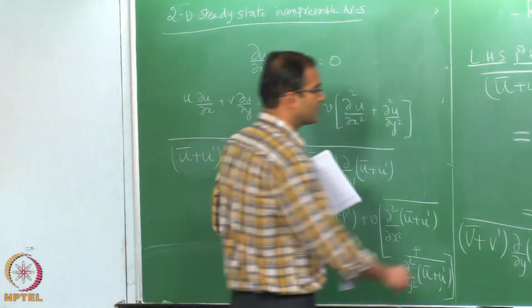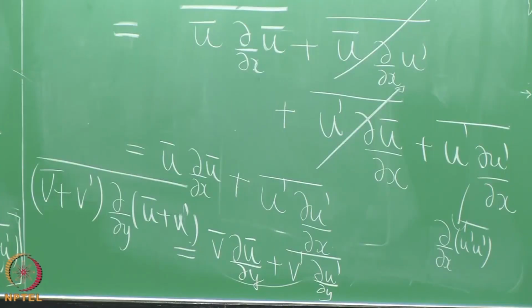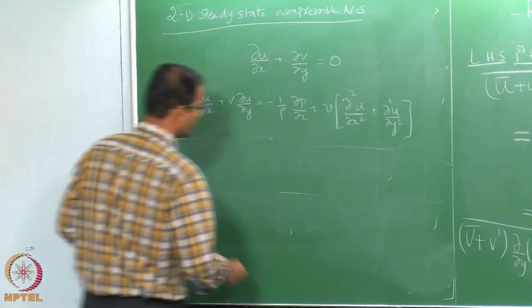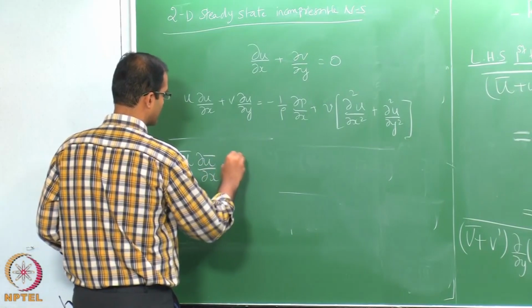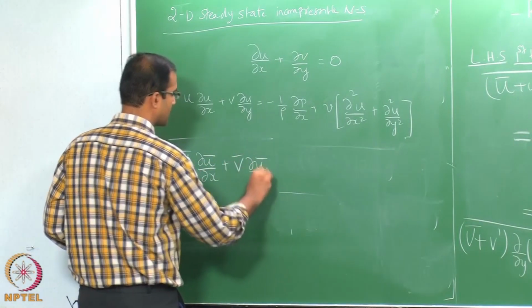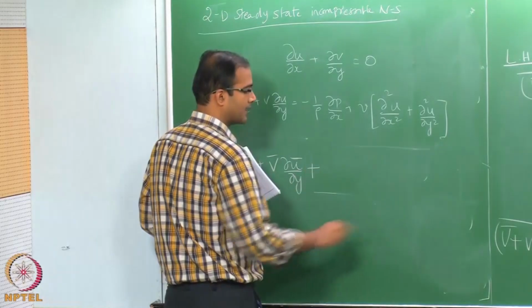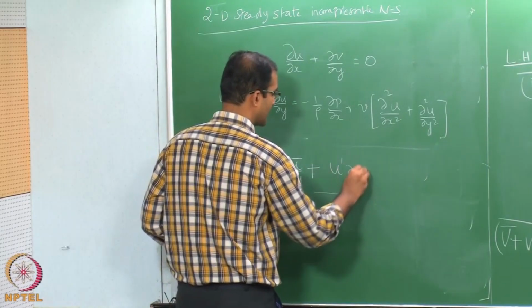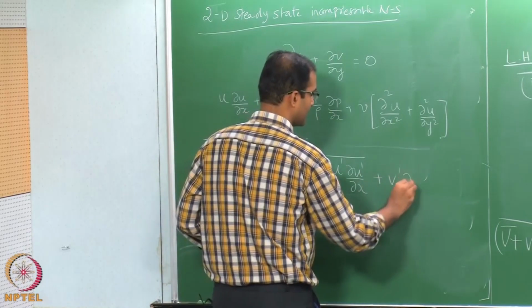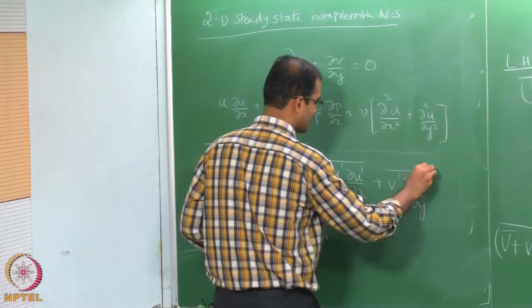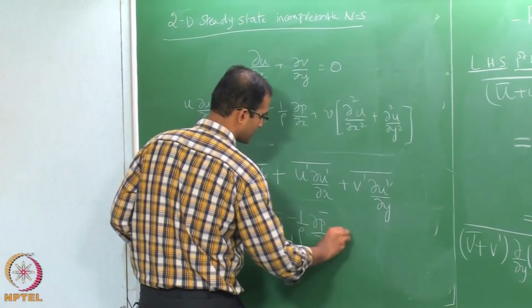So if you write the combined equation, on the left hand side you have u bar du bar by dx plus v bar du bar by dy. This looks similar to the instantaneous convective terms, plus additionally you have the terms u prime du prime by dx averaged plus v prime du prime by dy averaged. On the right hand side you have all the mean quantities.